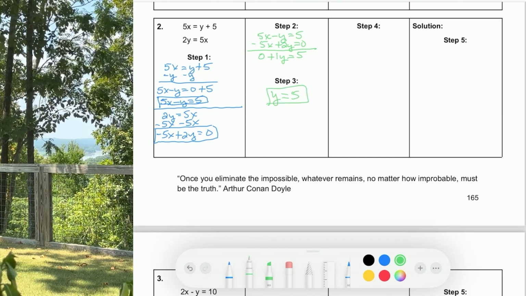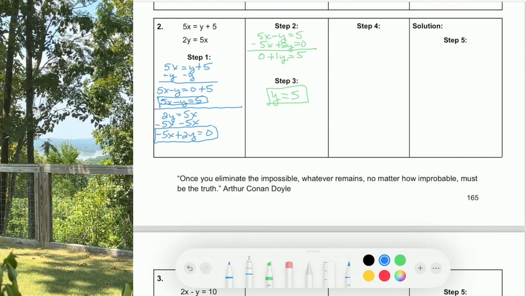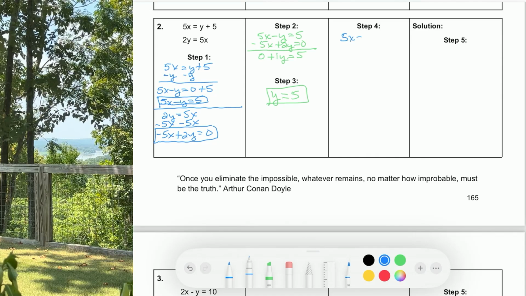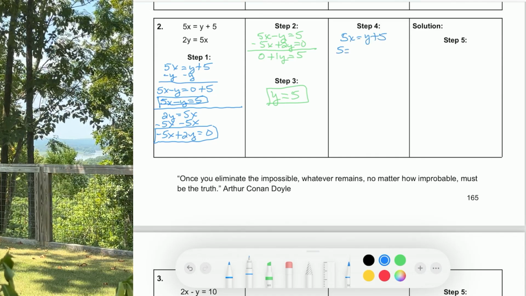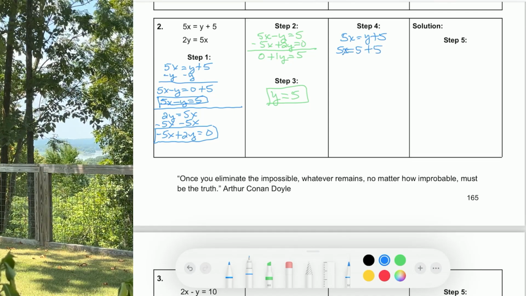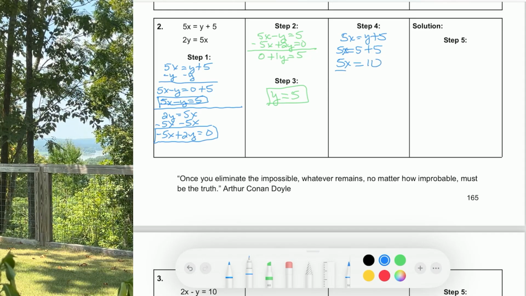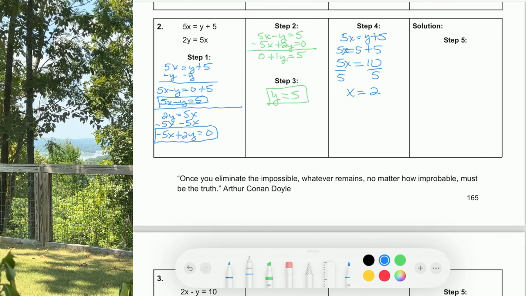Now I need to take that value and plug it into one of the equations to find the other value. I'm going to use that first equation, the 5x equals y plus 5. Replace my y with 5. I get 5x equals 10. Divide both sides by 5. And I get x equals 2.